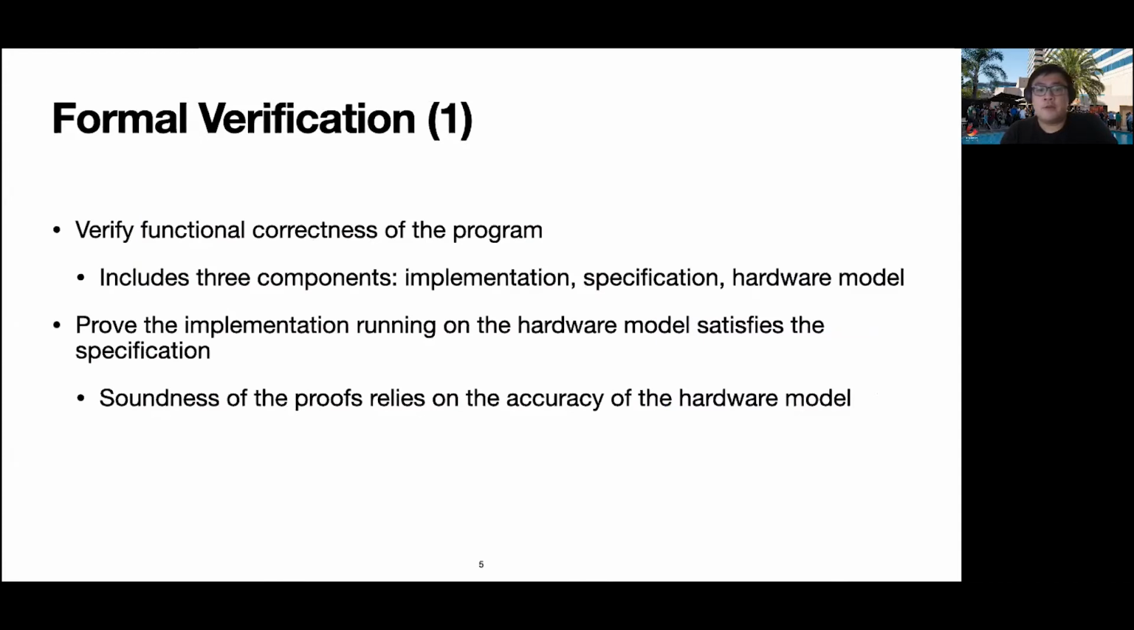Formal verification offers a solution to improve hypervisor security by proving that a hypervisor is implemented correctly and contains no vulnerabilities. In general, formal verification involves three components. First, the implementation of the program. Second, the specification that specifies the behaviors of the program. And third, the hardware model that defines the machine interface. Verification involves proving the implementation running on the hardware model satisfies the specification. The soundness of the proof relies on the accuracy of the hardware model.